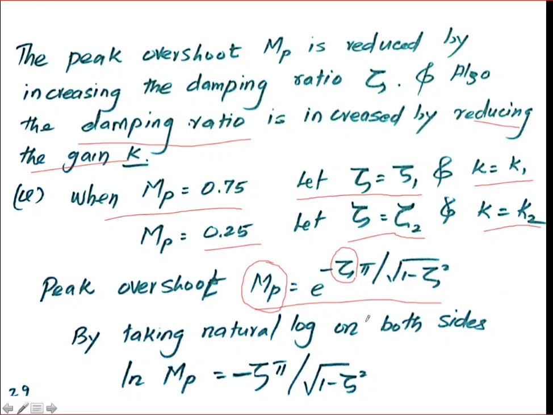Now, first we have to take natural log on both sides of this equation. When you are taking the natural logarithm of e power something, the e and log will cancel. So ln Mp is equal to minus zeta pi divided by square root of 1 minus zeta square. First step is we have to take a natural log on this to remove the exponential.